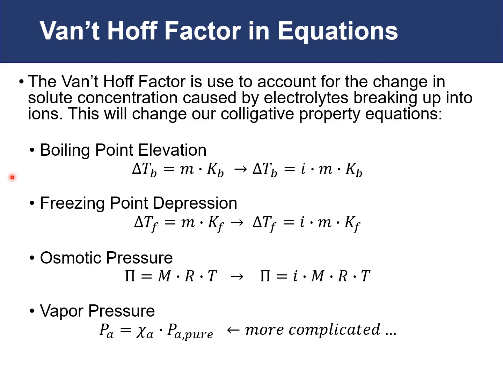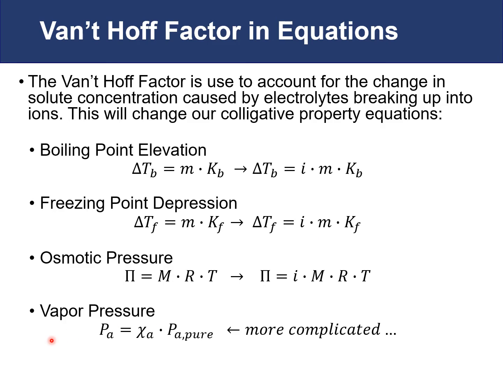For our boiling point elevation, we can take our original equation and then just multiply the right-hand side by the Van't Hoff factor, which gets the variable i. We can do the same thing for freezing point depression and osmotic pressure. The reason for this is if you look at the concentration unit, either molality, or molarity in the case of osmotic pressure, the value in the numerator is moles of solute. The purpose of i, our Van't Hoff factor, is to scale that moles of solute.